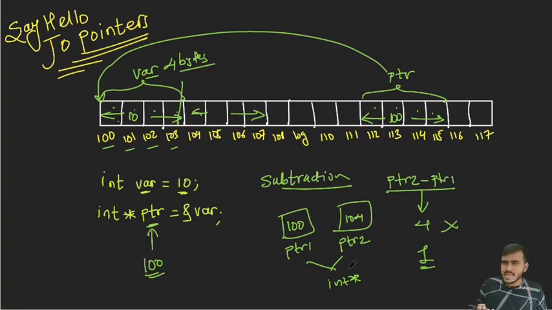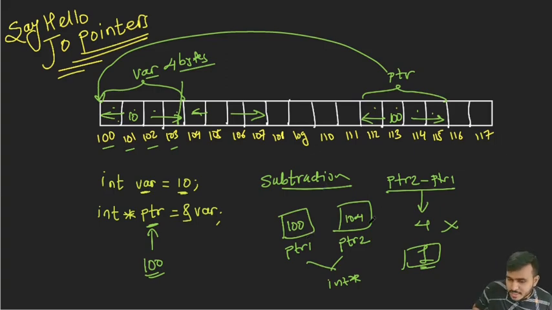The answer is very easy. Only one integer can fit in between, because one integer takes 4 bytes, and if you count 100, 101, 102, 103, these are the 4 bytes. So in this range only one integer will fit, and that's the reason when you subtract PTR2 and PTR1, you get the answer 1, because in the 100 to 104 range only one integer fits. So it's very easy.